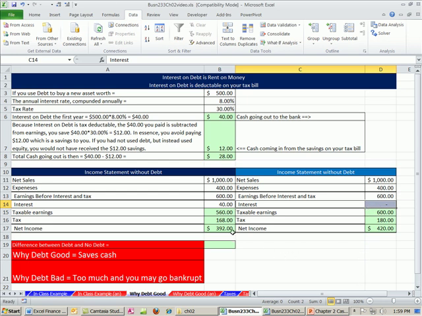So for us, the financial manager, we're not interested in that net income. We're interested in the cash flow. And there's a huge advantage when we use debt. Now, so you could see the difference there.